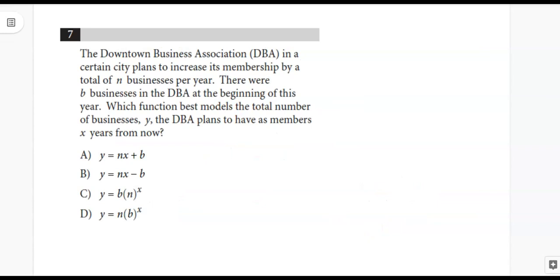All right, number 7. Downtown Business Association in a certain city plans to increase its membership by a total of N businesses per year. So we're increasing by the same number of businesses every single year. We started with B businesses at the beginning. Which function best models the total number of businesses Y, X years from now? Since it's increasing by the same amount per year, I know that this is going to be a linear function, constant change. So that's going to wipe out these 2 exponentials.